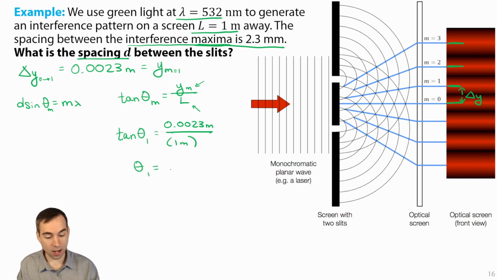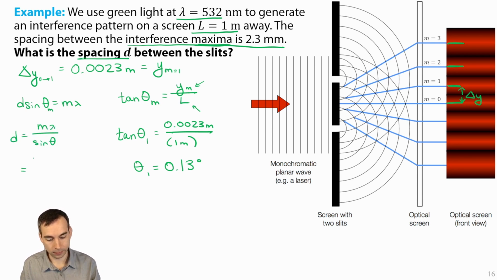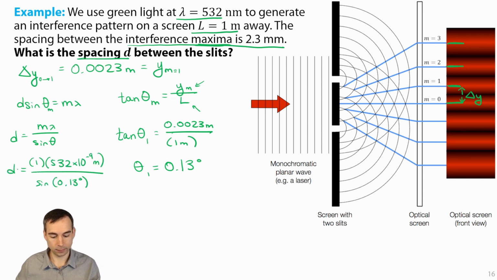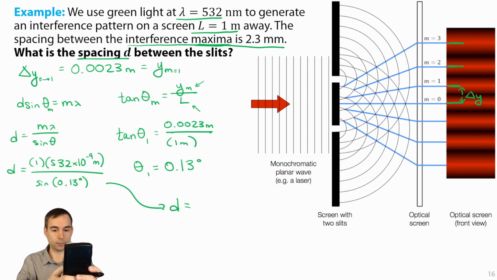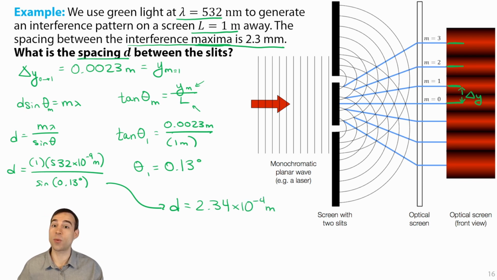So here I'm getting a theta 1 of 0.13 degrees. Now that is certainly a small angle for that first diffraction bright spot. So we can go ahead and plug that back into our diffraction equation and hopefully solve for lowercase d. And here I'm getting a result of 2.34 times 10 to the minus 4 meters.